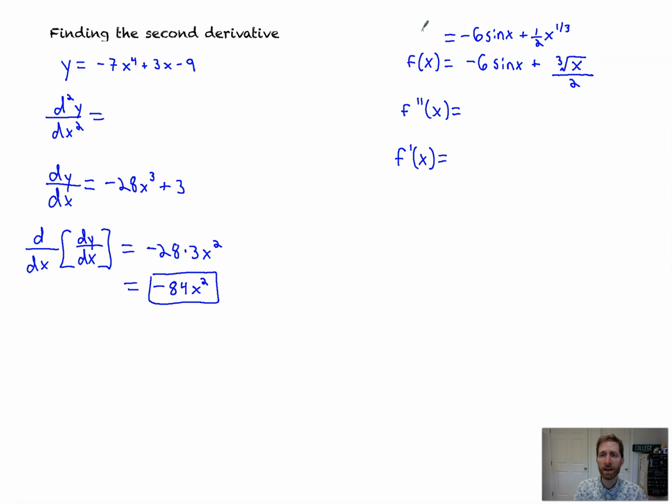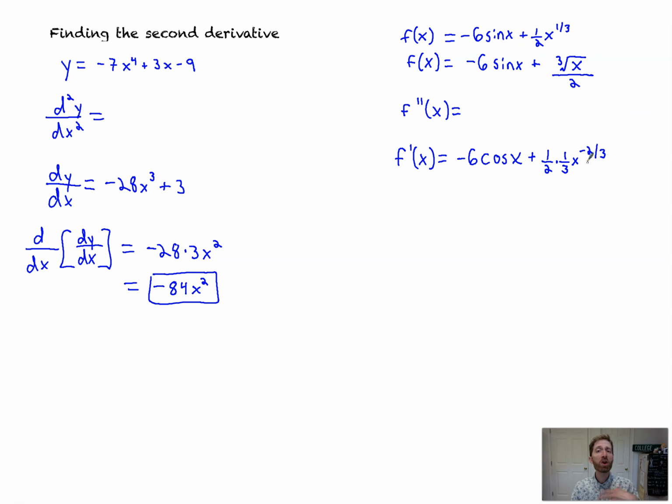So we'll keep rolling from there. Let's take a derivative of this. This is f of x, just rewritten. So the derivative of negative 6 sine x is negative 6 times the derivative of sine of x, which is cosine of x. And now we'll deal with this. The derivative of 1/2 x to the 1/3, it's normal power rule. That's plus 1/2 times 1/3 comes out the front. x to the 1/3 minus 1, which is to the negative 2/3.